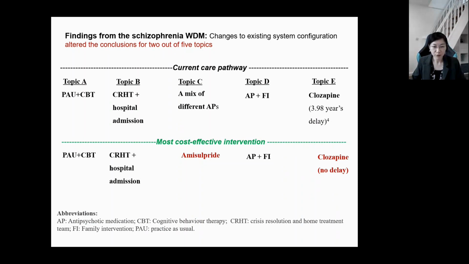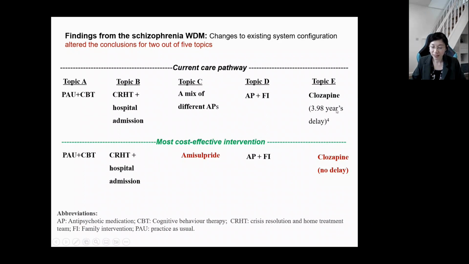For example, for topic C, which is about the choice of first-line antipsychotic for people with first episode psychosis, the current practice is that patients are using a mix of different antipsychotics. So the conclusion of my model shows that, based on the existing evidence, amisulpride is the most cost-effective antipsychotic. This is for topic C.